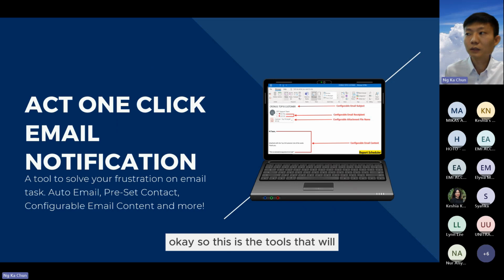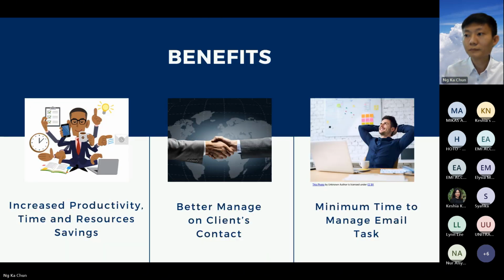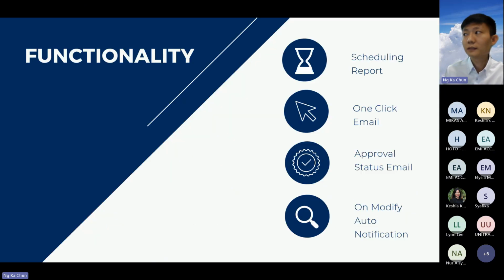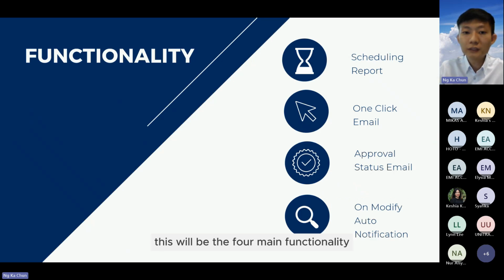Okay, so these are the tools that help to solve the frustration of email tasks. We can have auto email, preset contacts, and also configurable email content. Okay. So these are the benefits: productivity, managing client contacts, and minimum time spent on your email tasks. Okay, so as I highlighted in the outcome just now, these are the 4 main functionalities that we have in the ACT email notifications.